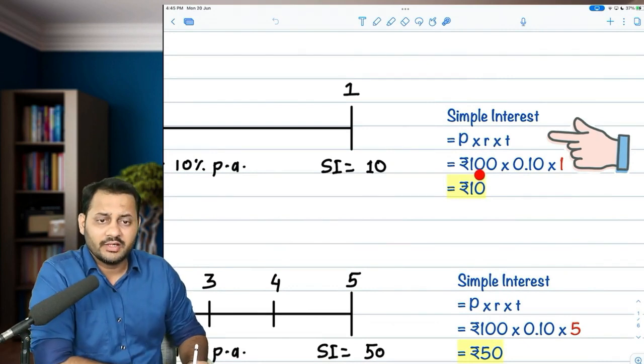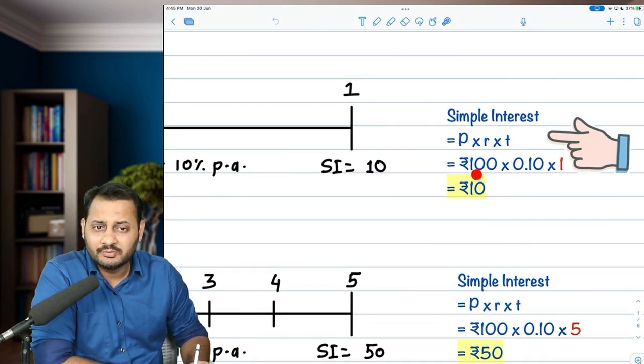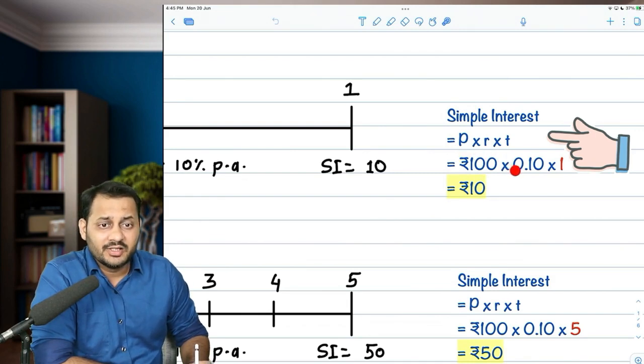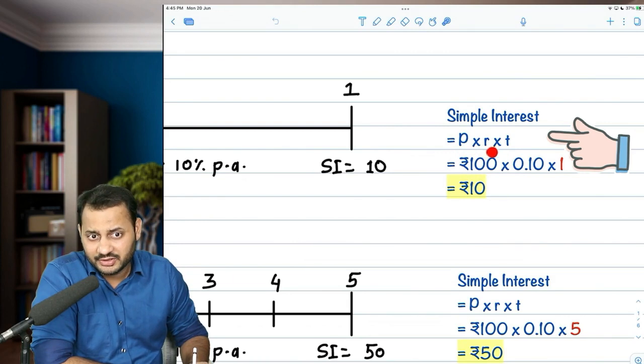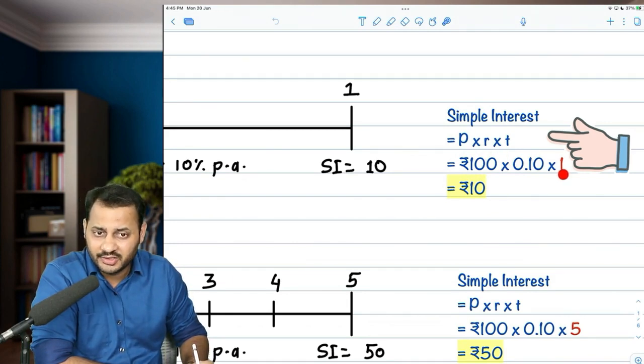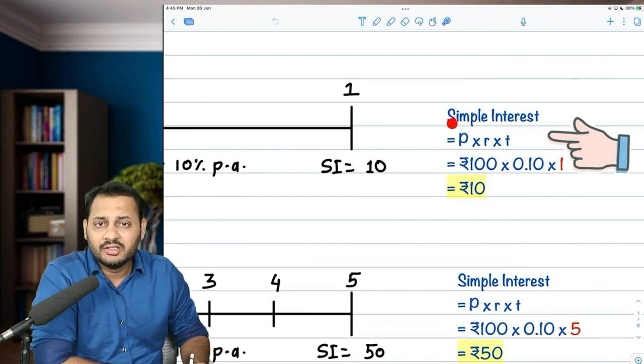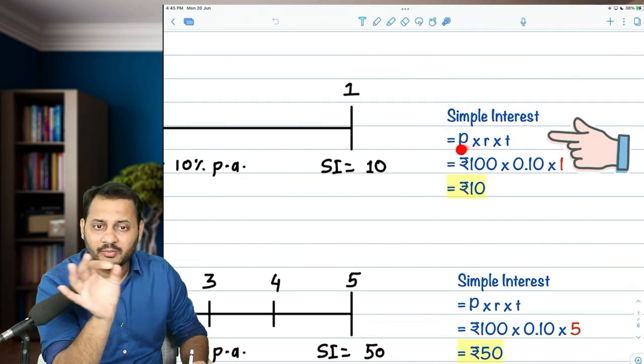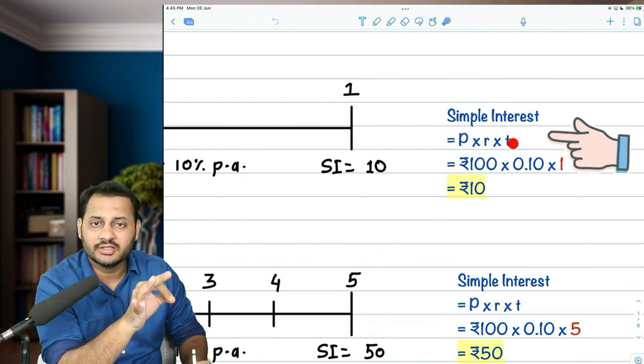100 rupees that we have given or invested at time 0 will be called the principal amount, P. The 10% rate that we are getting on 100 rupees will be called the rate of interest, and the period for which we kept that 100 rupees invested will be called T, time. So to calculate the amount of income that we have earned, which is called simple interest, the formula will be principal into rate into time. Principal into rate of interest into time.